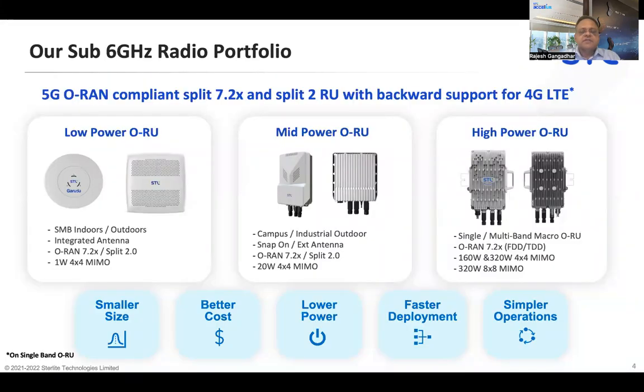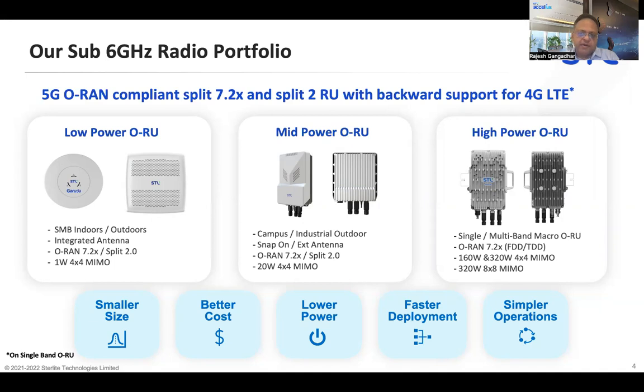On the radio portfolio, the sub-6 gigahertz offerings, we have, as I said, small cells as well as high power macros. And our entire premise is to focus on size, cost, operational efficiency, enabling faster deployment and simpler operations. So focus on TCO, focus on operational efficiency. And again, the portfolio includes different MIMO configurations, different power configurations, and split configurations to enable operators greater flexibility in deploying.